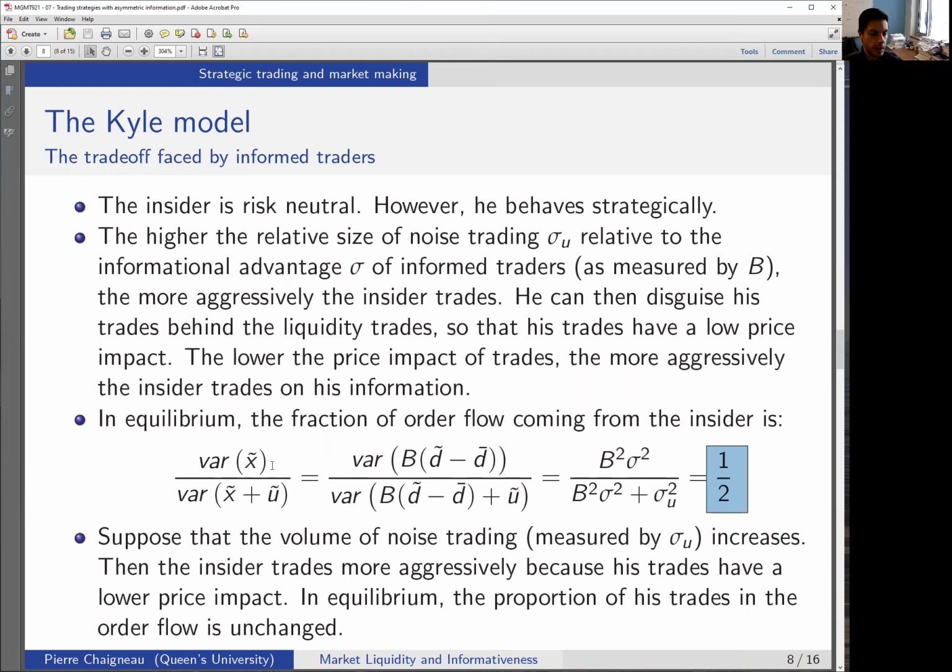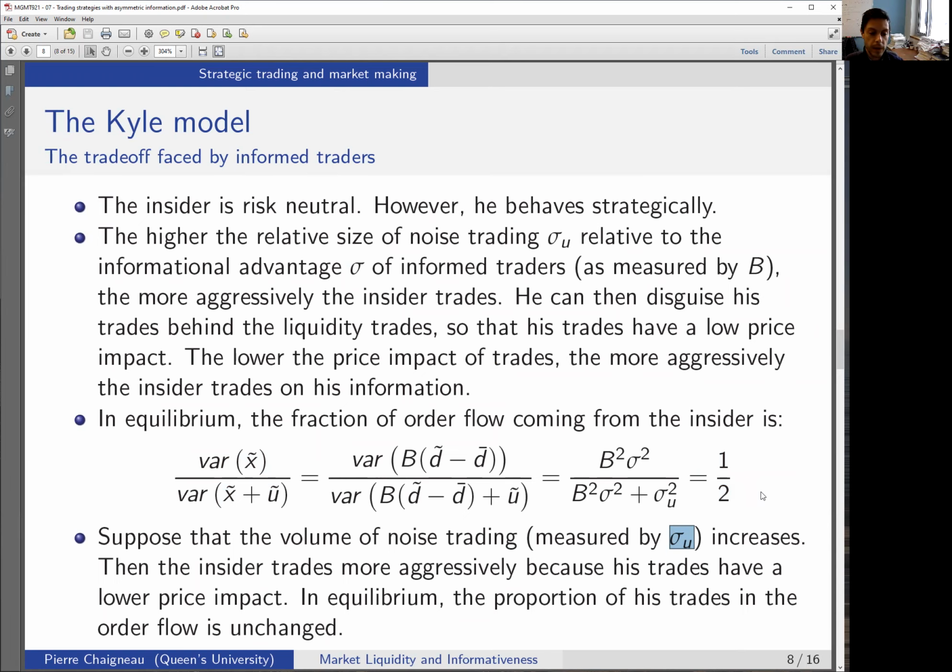So what does this mean? It means that the fraction of trading coming from the insider is equal to 1/2. So it's independent of model parameters. In particular, it is independent of the volume of noise trading. So that's a bit surprising. So why is that the case? It would seem that if noise trading increases, then the share of trade which is accounted for by the insider would decrease, right? Well, actually, no.